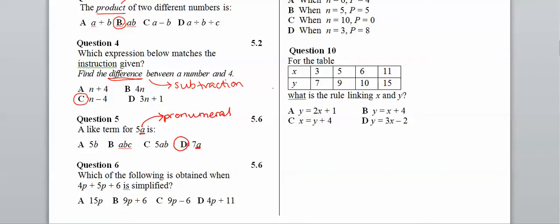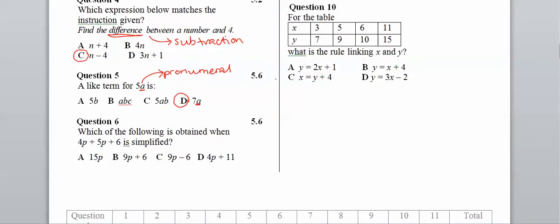Question 6. Which of the following is obtained when 4p plus 5p plus 6 is simplified? So first, we collect our like terms, which is 4p and 5p. 6 is the constant, and there's no other constant, so we don't have to simplify that. So our first line of working, and then we add 4p plus 5p, which equals 9p. And don't forget to put the 6. So our correct answer is B.